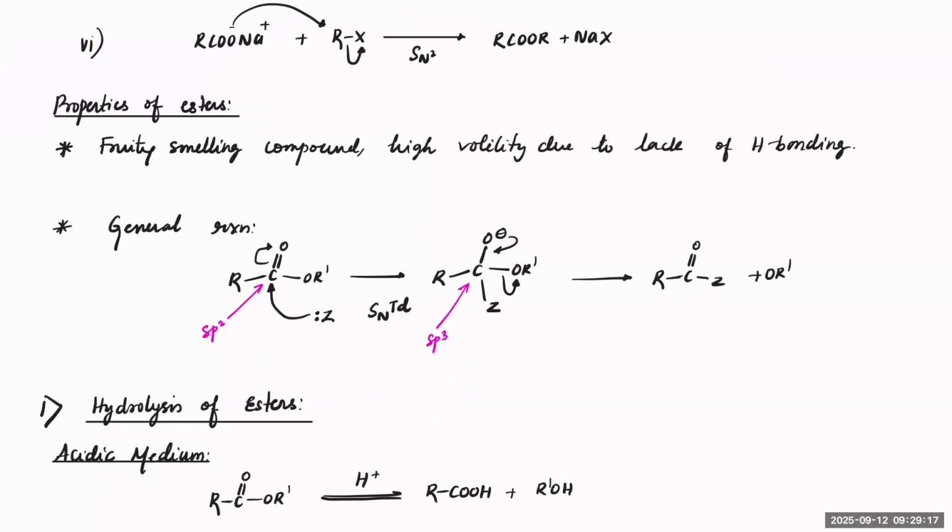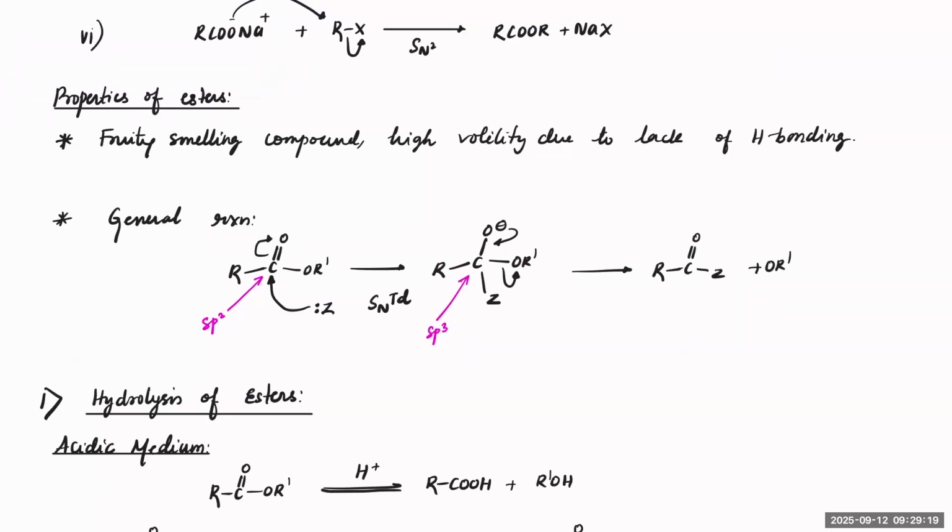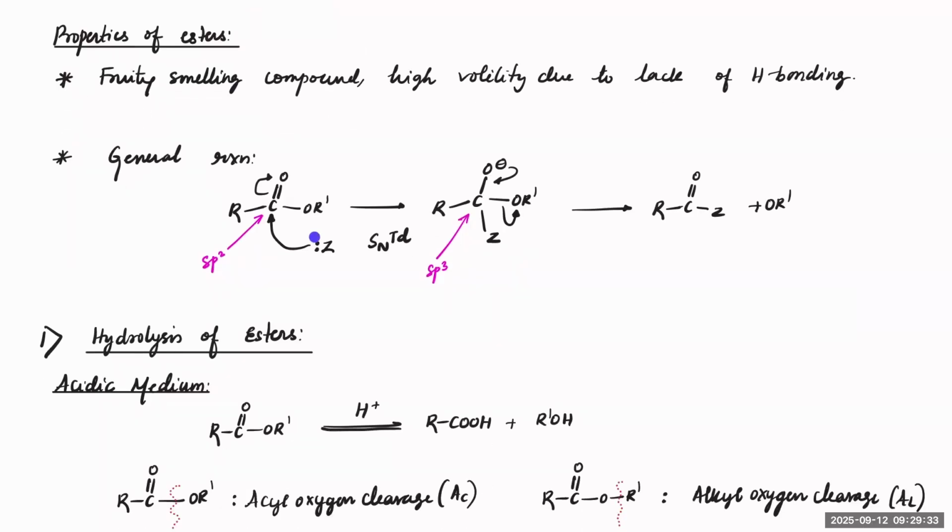Clear? Next, what are the properties of esters? They are fruity smelling compounds. It has to be fruity smelling compound. High volatility due to lack of hydrogen bond. Got it? General reaction is this. If you have any nucleophile attacking on carbon, which is an sp2 carbon, that will convert into an sp3 carbon first. Then it will push and remove the OR group. That's how the substitution takes place. This is normally called SN2 also because it is overall like an SN2 reaction, but forming through an intermediate.